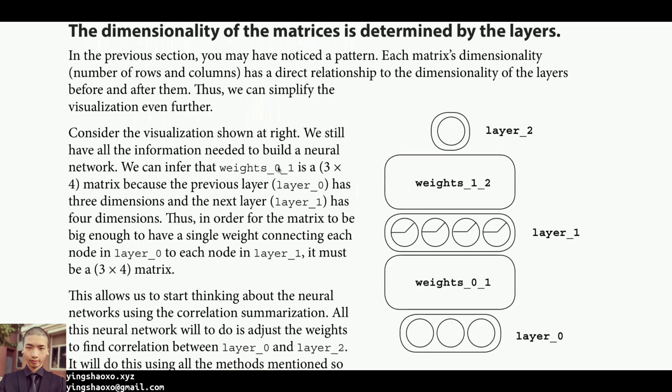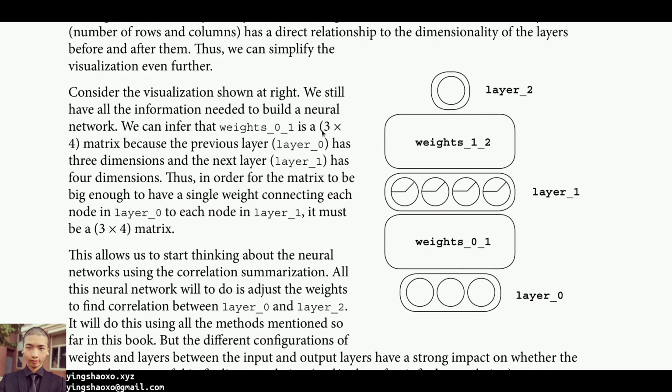We can infer that the weights between layer 0 and layer 1 form a 3 times 4 matrix, because the previous layer has 3 dimensions, and the next layer, layer 1, has 4 dimensions. Thus, in order for the matrix to be big enough to have a single weight connecting each node in layer 0 to each node in layer 1, it must be a 3 times 4 matrix. Okay, 3 rows, 4 columns. Why does it have that shape? It is simply because the previous layer has 3 elements and the next layer has 4 elements, or 4 nodes.